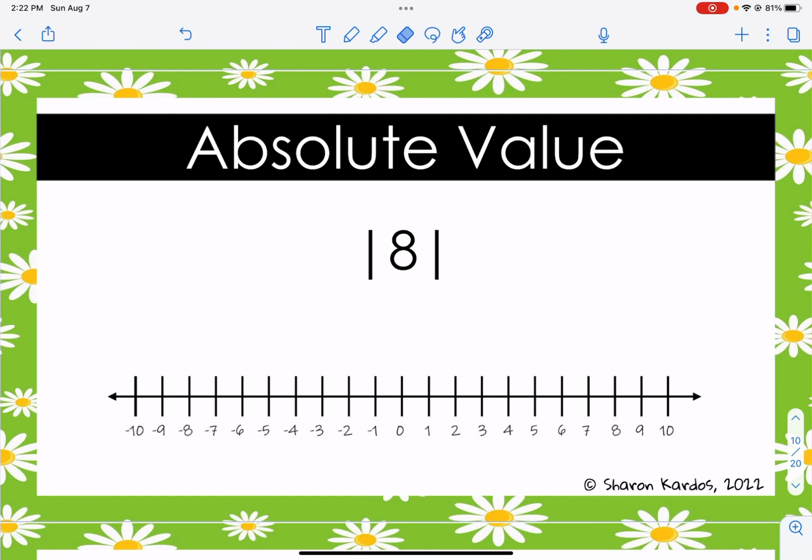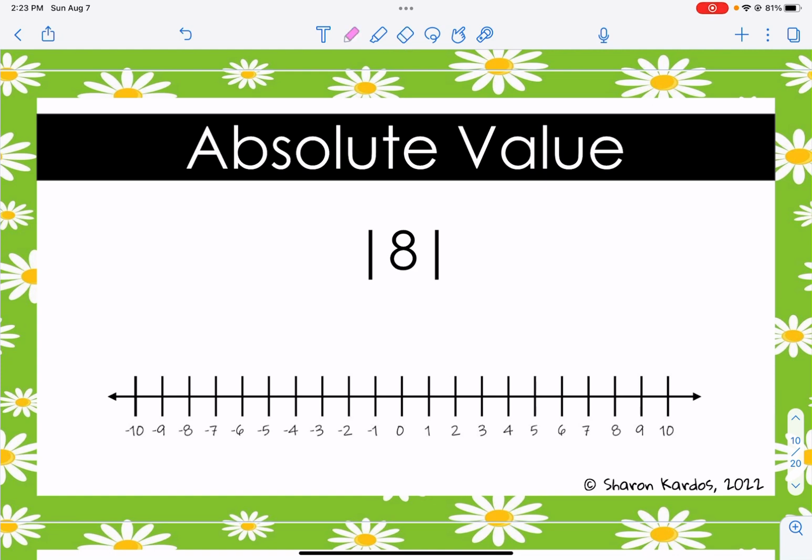Okay, so this question says, and remember, look at your notes, okay? You try it first, think it through. If you need to pause the video, go ahead and do that. Use the number line there on the screen in front of you if you need it. Think about what the absolute value of the number 8 would be.